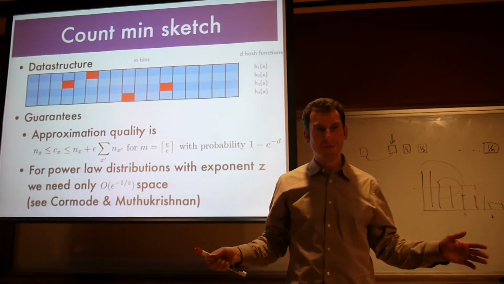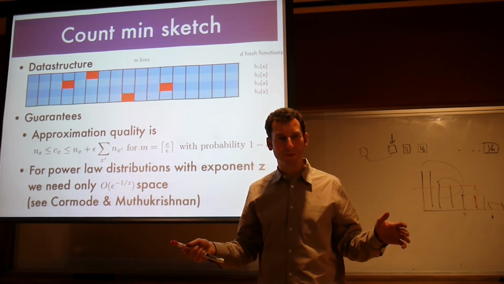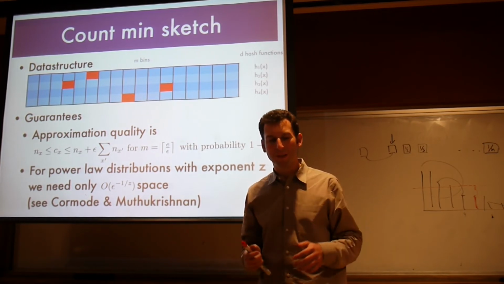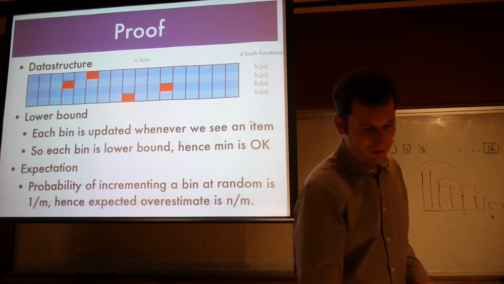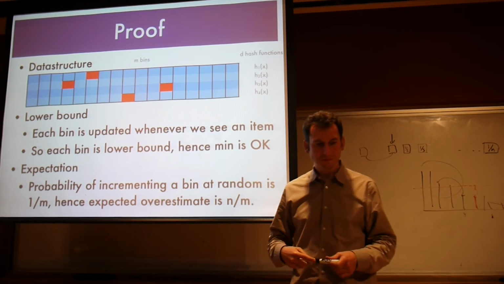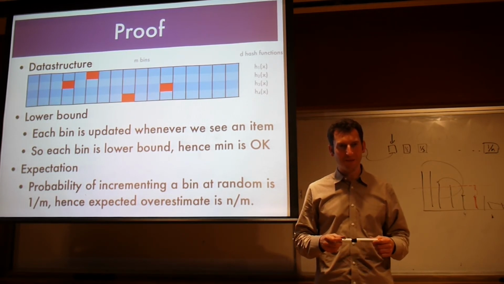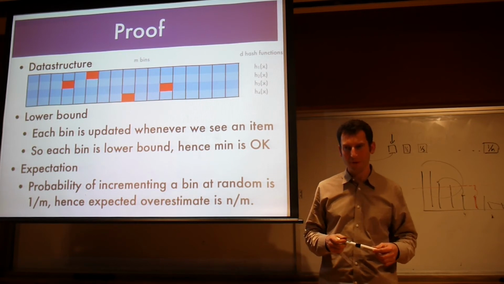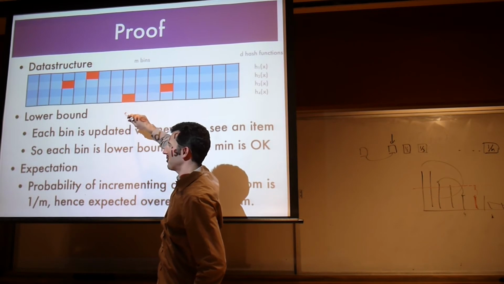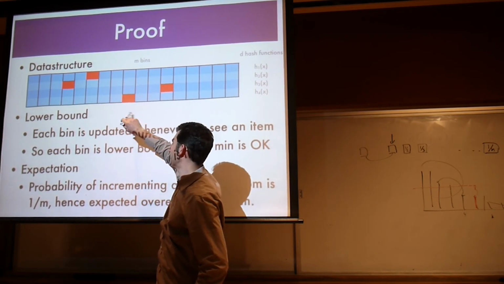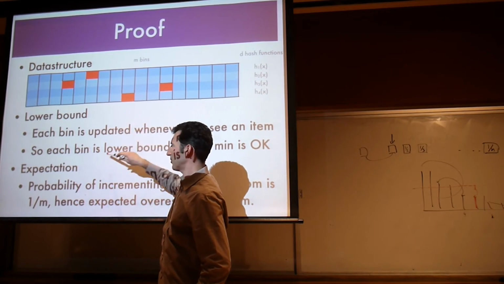And then you take the rest of the bins and you look at the probability that in the rest of the bins something bad is going to happen. And that probability is a lot lower. So, first of all, you can immediately see that the counts that we get are a lower bound. Why? Because for each bin, we increment it whenever we see this item, but we might have incremented it otherwise. So therefore it's a lower bound. And so therefore the minimum is fine.